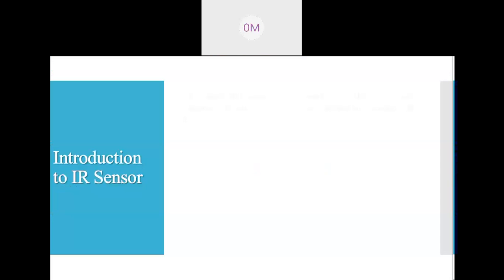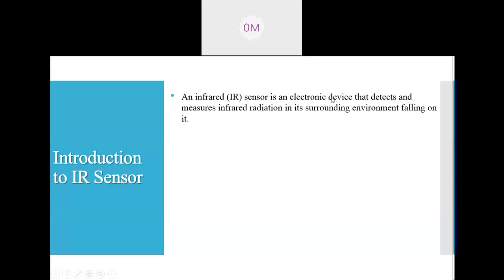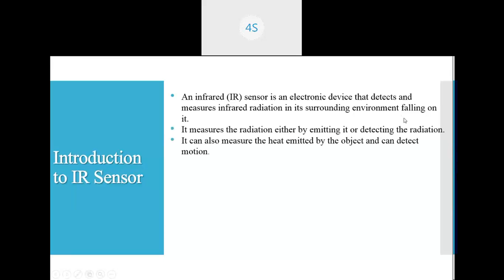So what is an IR sensor or infrared sensor? An infrared sensor is an electronic device that is used to detect and measure the IR in its surrounding environment falling on it. It can measure either by emitting it or by detecting the environment in the surrounding. It can detect the radiation in the surrounding environment. It can also measure the heat emitted by an object and can detect motion.